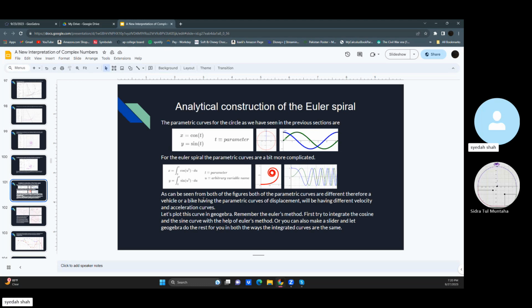As can be seen from both of the figures, the parametric curves are different. Therefore, a vehicle or a bike having the parametric curves of displacement will have different velocity and acceleration curves. Let us plot this curve in GeoGebra. Remember Euler's method. First try to integrate the cosine and sine curve with the help of Euler's method, or you can also make a slider and let GeoGebra do the rest for you. In both ways, the integrated curves are the same.